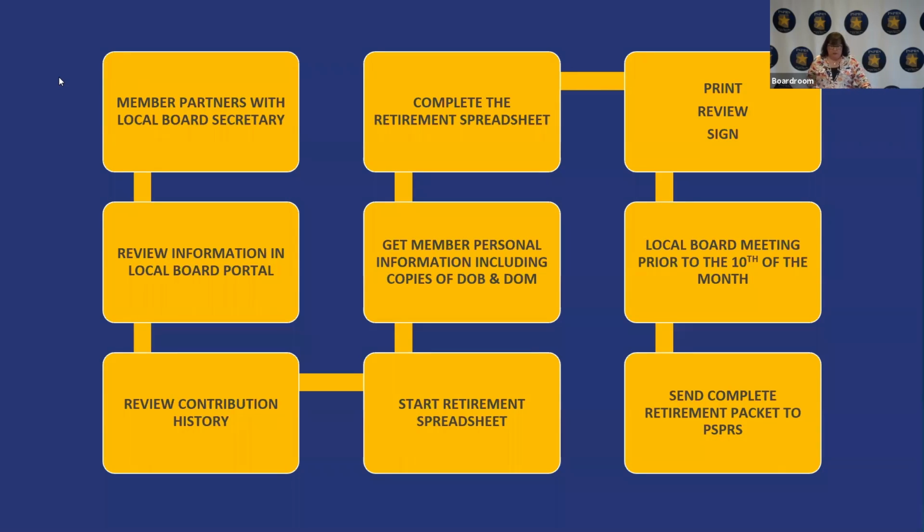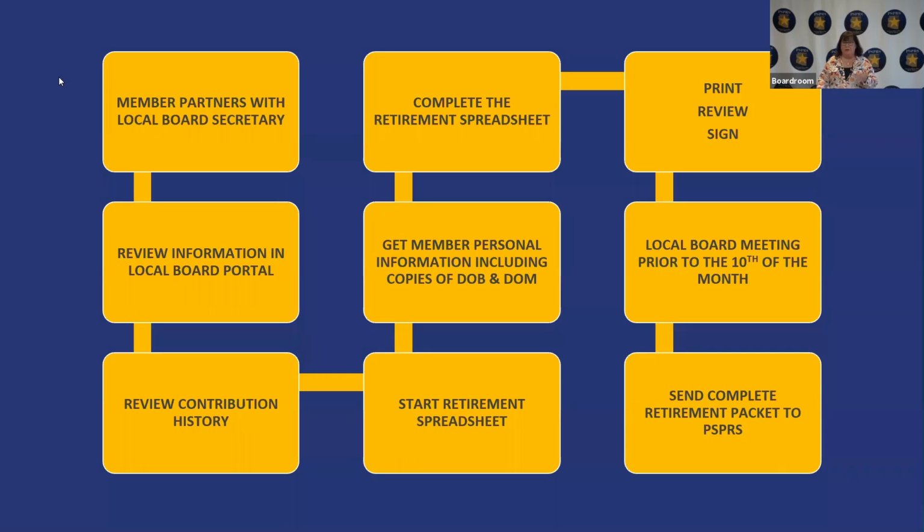So when it comes to the retirement process, the member partners with the local board secretary. They review the information in the local board portal, the local board secretary reviews the contribution history, starts the retirement spreadsheet, gets members' personal information, including copies of date of birth and date of marriage, completes the retirement spreadsheet, then print, review, and sign.